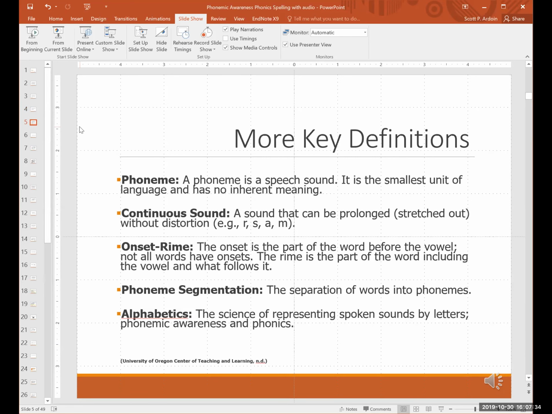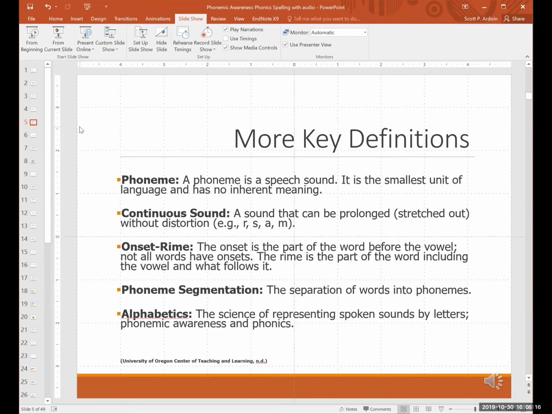So here are some definitions, as I was saying before. A phoneme is a speech sound, the smallest unit of language, and has no inherent meaning. Continuous phonemes are sounds that can be prolonged or stretched out without distortion. Examples are the letters R, S, A, and M, right? We have onset and rhyme. The onset is the part of the word before the vowel. If we think of the word cat, the k is the onset, and the rhyme is the at part. So the rhyme is the part of the word including the vowel and what follows it.